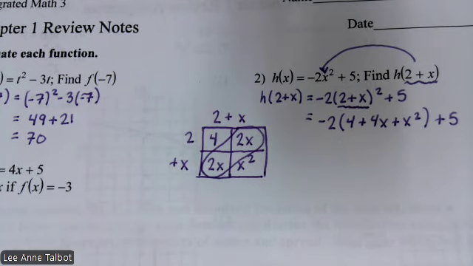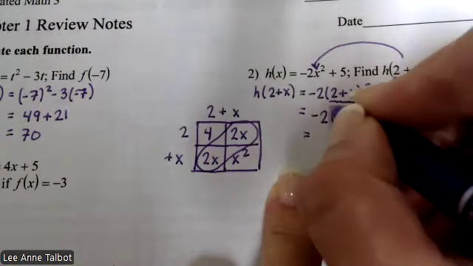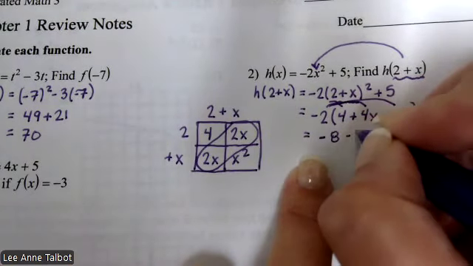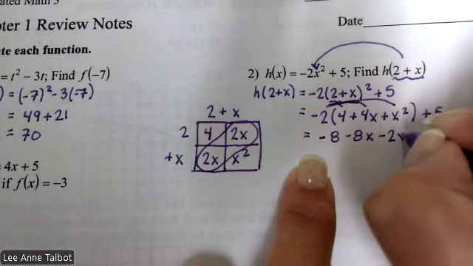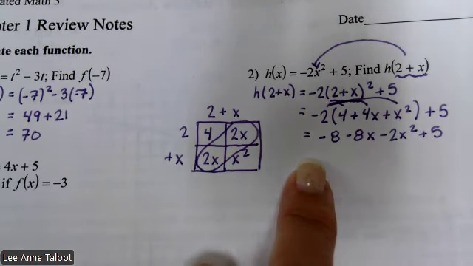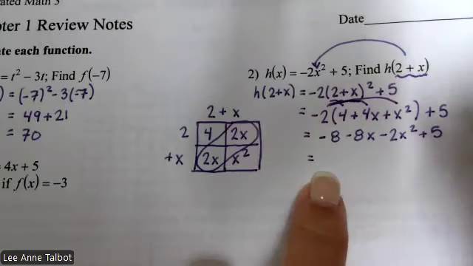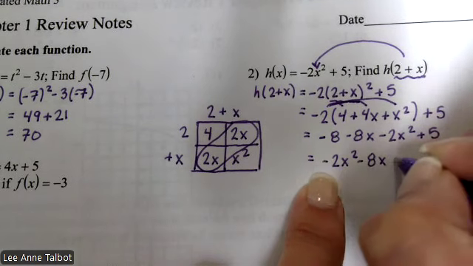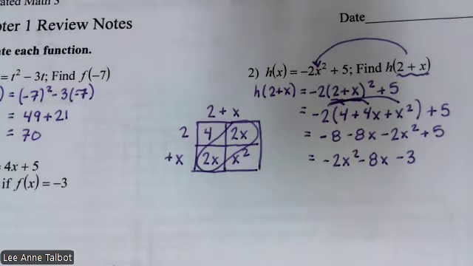Okay, so step 1 was plug it in. Step 2 was a box, and it needed a box because it was a binomial squared. And now I'm going to distribute the -2. And then combine like terms. And that's the final answer. You don't need to factor or anything like that. That's just done.